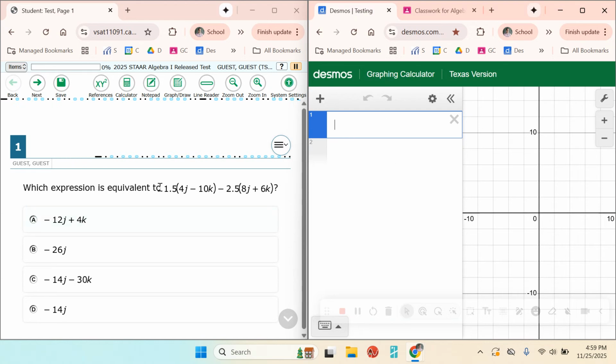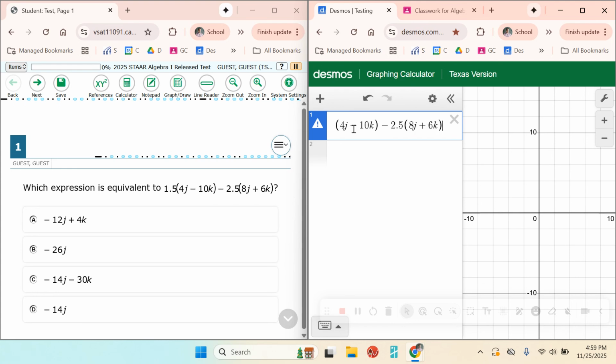What you're going to do, if you see this word right here, that means you're going to get this answer for free. Because all you have to do is take whatever you had written out right here and put it into Desmos. So I'm going to copy. I have 1.5, parentheses 4j, minus 10k, and just keep going. Minus 2.5, 8j, plus 6k.